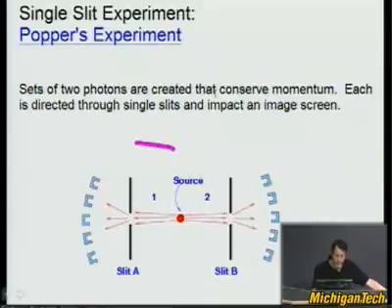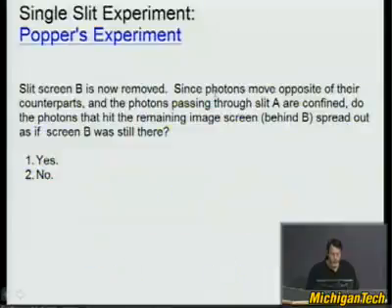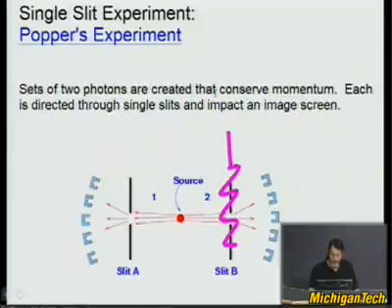So it creates pairs that go off in opposite directions. They each go through a slit, and so these slits are going to spread out the photons in both directions, and you will get the same. However, Popper, who was a philosopher, wondered what would happen if you removed slit B. So you take this away. And then what happens?